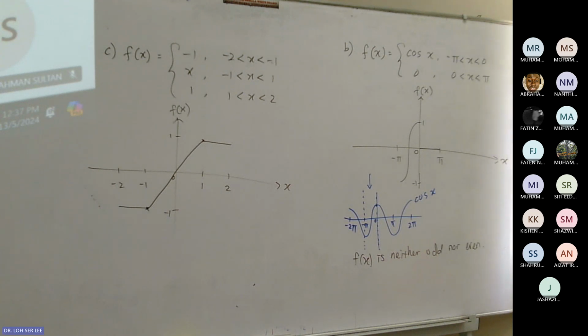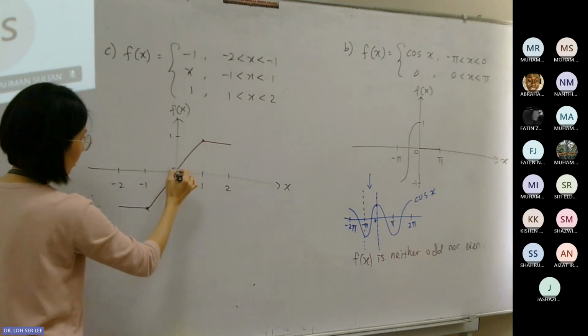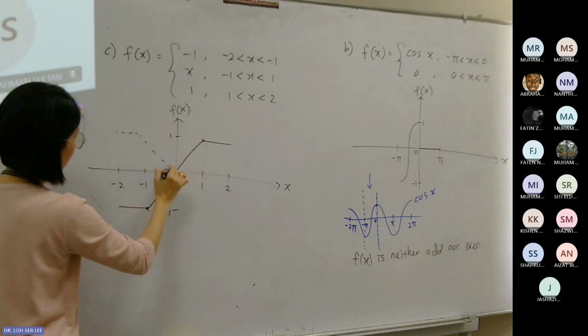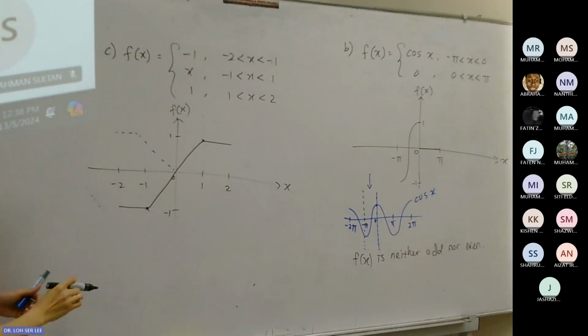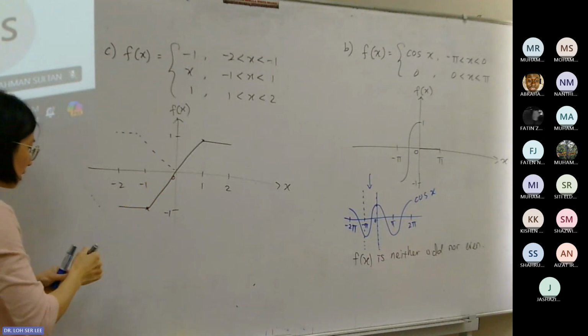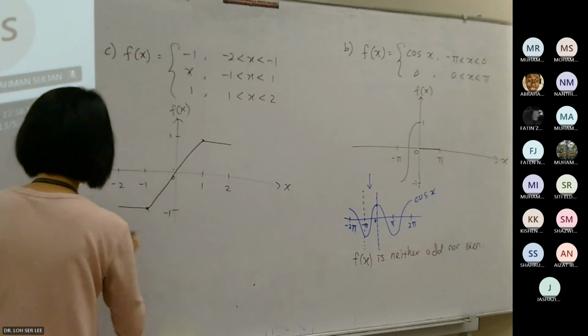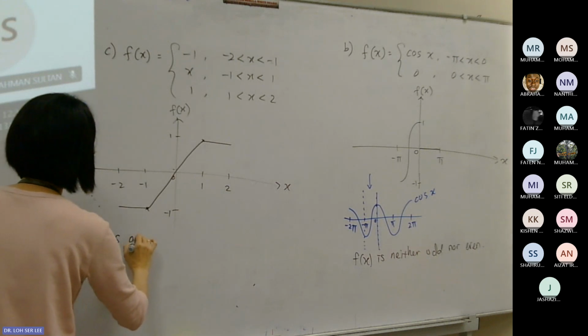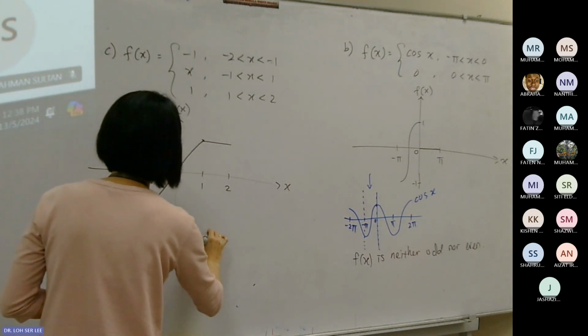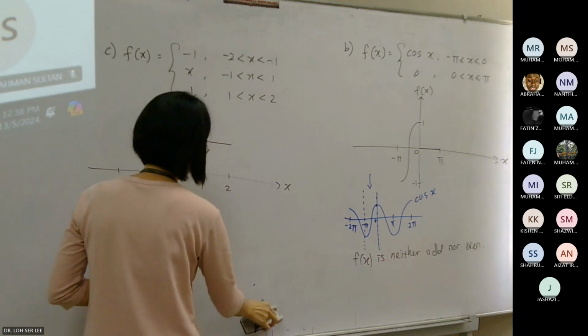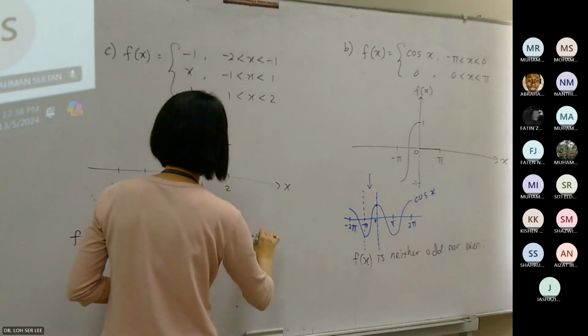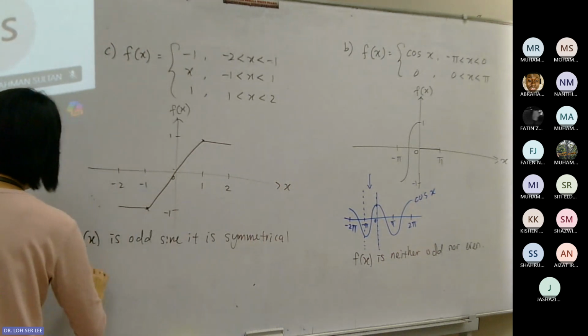Okay, so this one, is it even? No, it is not even. Is it odd? Okay, because when you reflect this one through here, suppose you make it something like this, and you reflect through again through x, you get this. So this is symmetrical about the origin. f(x) is odd since it is symmetrical about the origin.